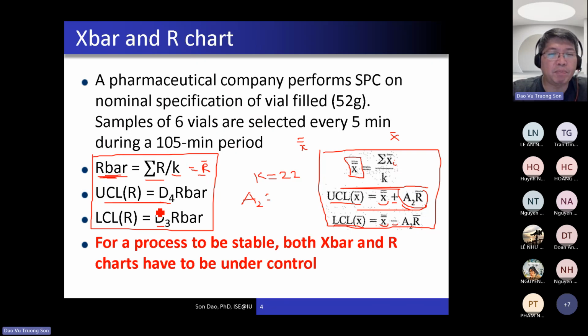Again, split the upper and lower control limits into 6 equal zones, A, B, C upper and A, B, C lower, and apply the 7 rules that we learned before. For the process to be stable, both the X bar process and the R process have to be stable. So far, so good. Do you have any questions? No questions?